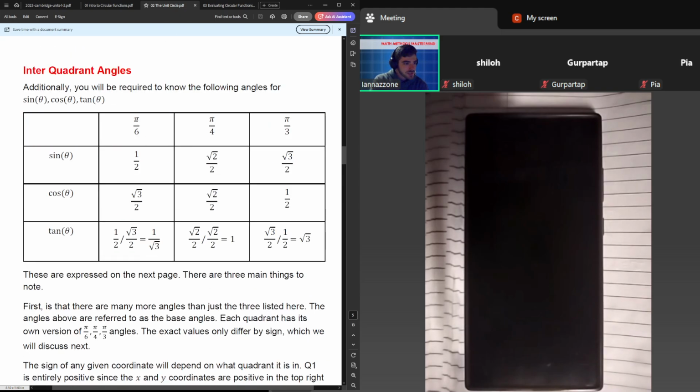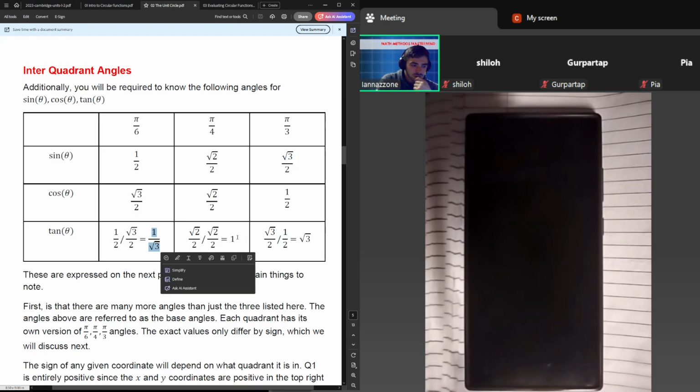And then lastly, you'll need to know your interquadrant angles. So we're talking pi over 6, pi over 4, and pi over 3. So 3 more angles that you'll be required to have memorized, and 3 exact values at a minimum that you'll have to have memorized. So we're talking half, root 2 over 2, root 3 over 2. That was mentioned from near the beginning of the lecture. I say these are a minimum to memorize because anything else from there you can create yourself.